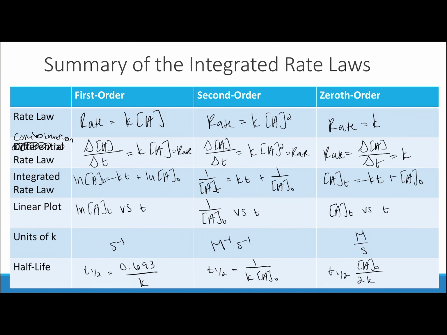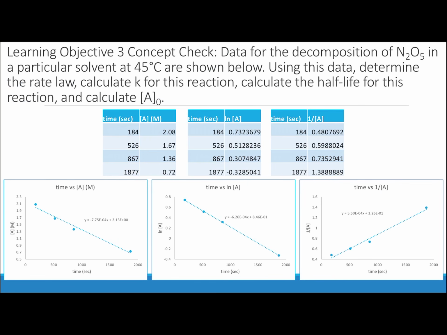Okay, so let's just look at this next part real quick. So we've got the decomposition of N2O5, and when that decomposes, we get the following data. So we want to use this data to determine what our rate law is, what our k is, and what our half-life is, and [A]0.